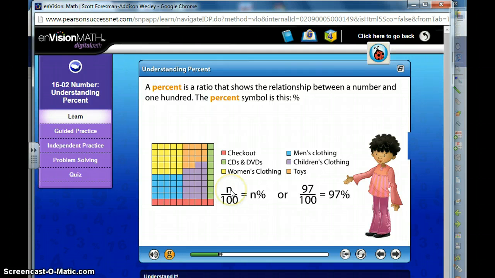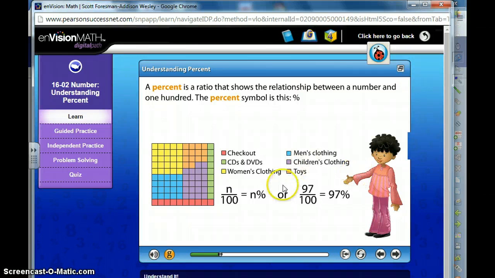So if we have 2 here, 2 over 100 equals 2%. 97 over 100 equals 97%. 5 over 100 equals 5%. Do you see that whatever number you have over 100 is the same number for your percent? 23 over 100 is 23%. 5 over 100 is 5%.